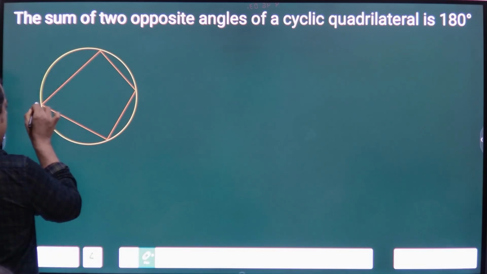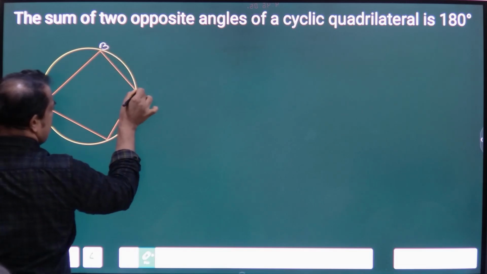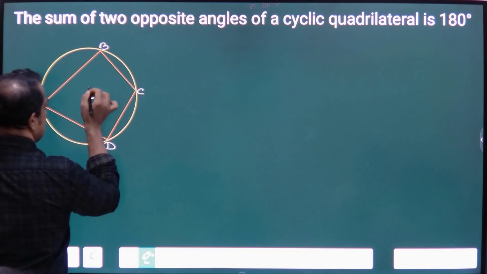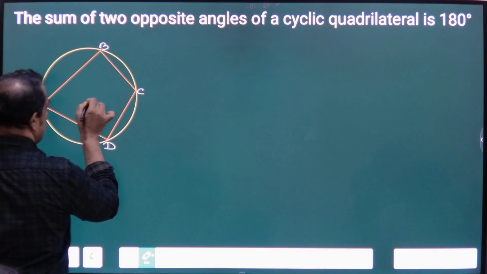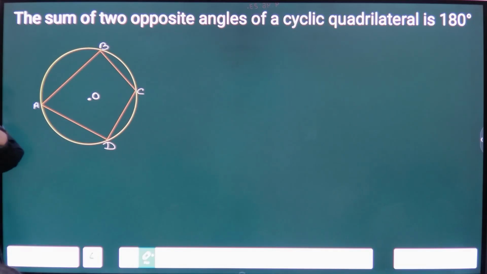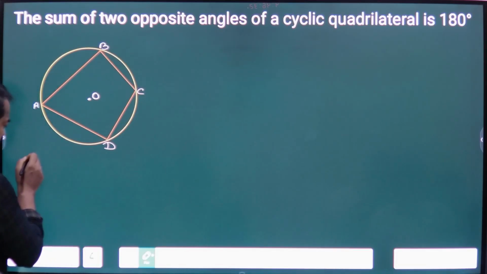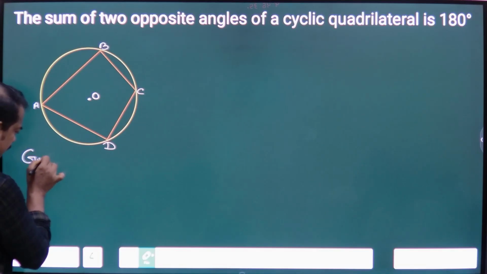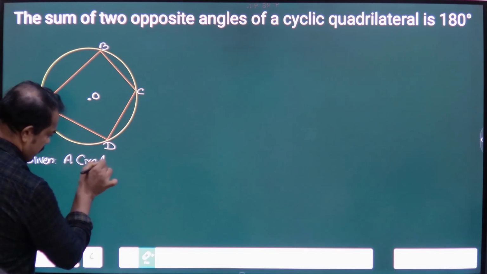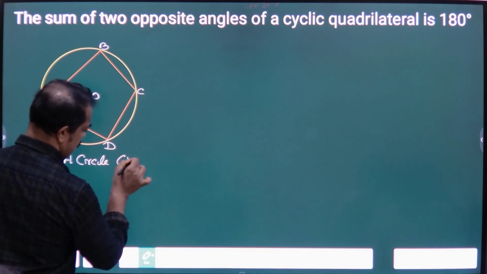A, B, C, D, and O is the center. Okay. So given a circle with center O.